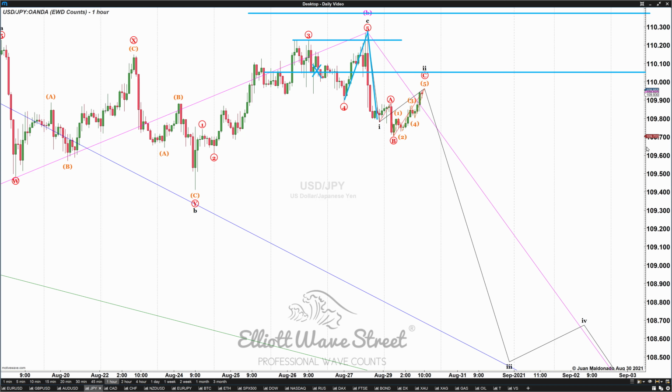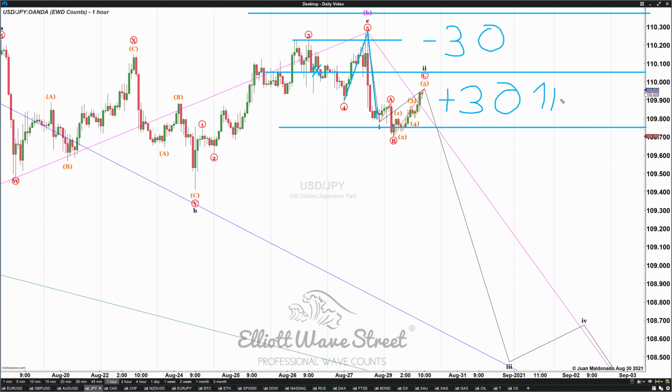At 109.75, we have the 1-to-1 risk-reward ratio. So I risk 30 pips, this is my risk, to have at least 30 pips. So I have 1-to-1. What I do at this ratio is to take out half of the trade.